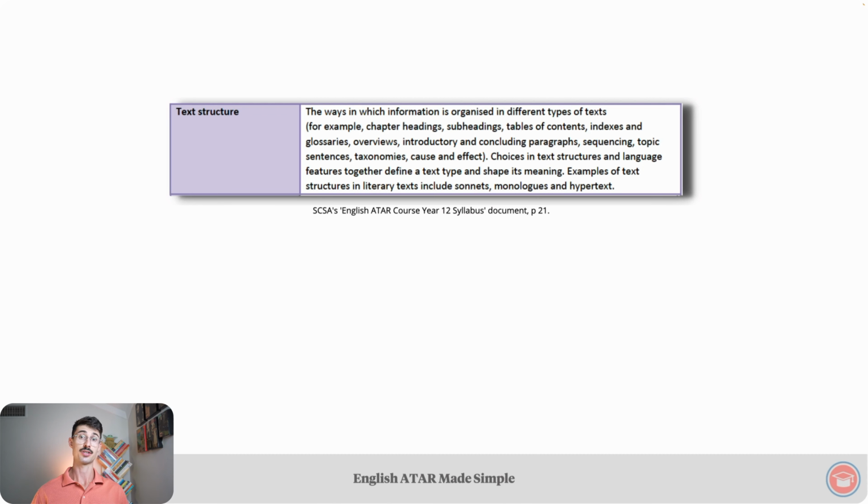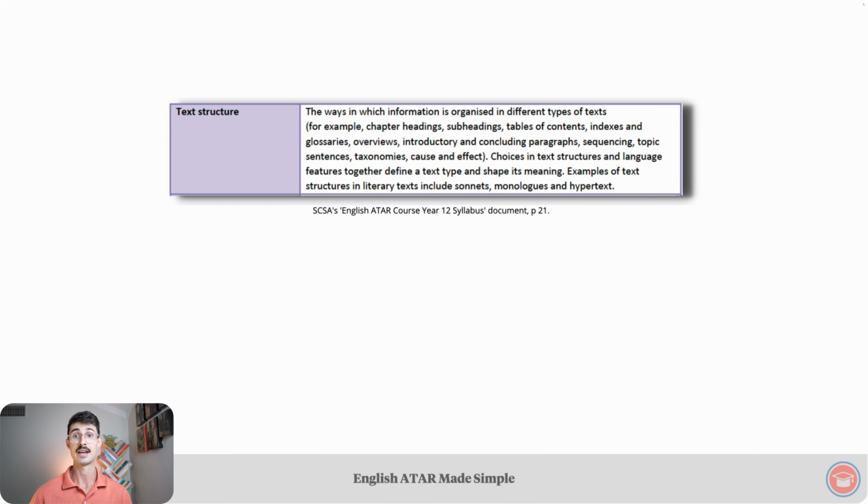Let's check out the glossary definition. Text structure: the ways in which information is organized in different types of texts, for example, chapter headings, subheadings, table of contents, indexes and glossaries, overviews, introductory and concluding paragraphs, sequencing, topic sentences, taxonomies, cause and effect. Choices in text structures and language features together define a text type and shape its meaning. Examples of text structures in literary texts include sonnets, monologues, and hypertext.